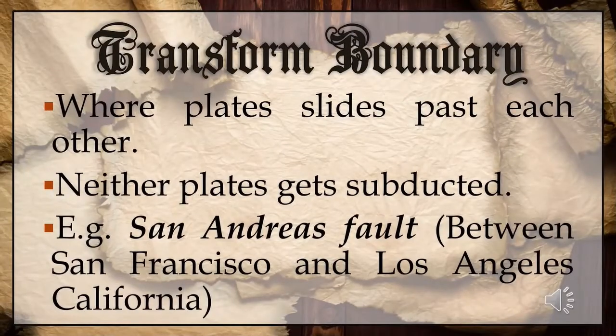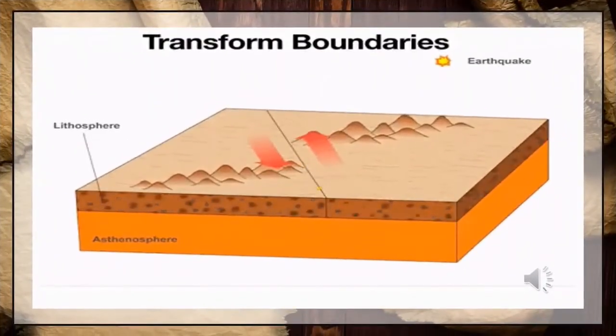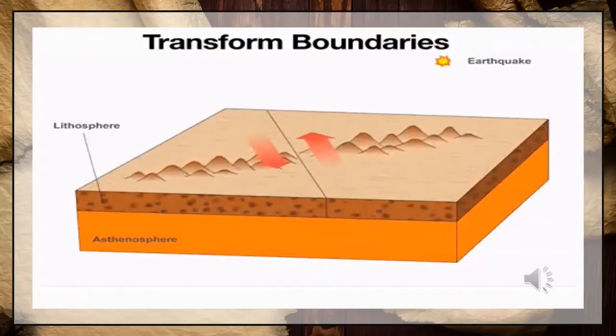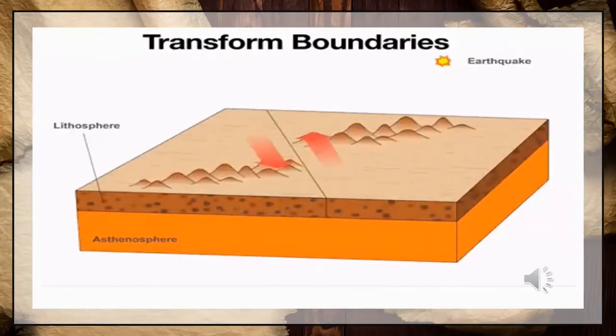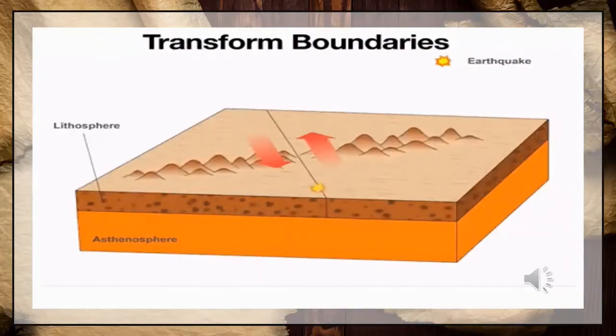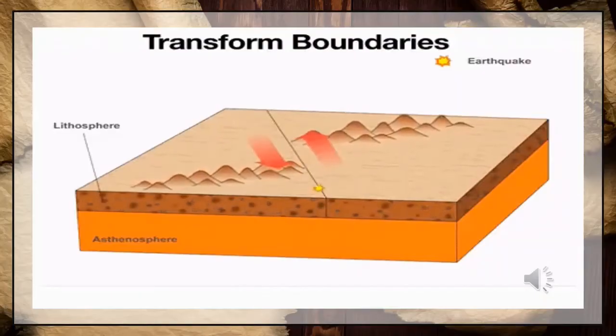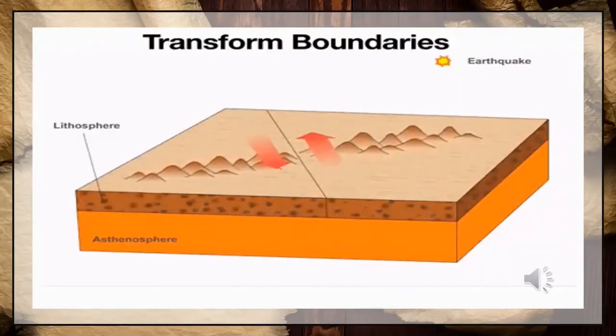The last type of plate boundary is what we call the transform boundary. It is where plates slide past each other, meaning neither plate gets subducted. Earthquakes are expected in transform boundaries because the type of stress present in rocks in this particular area is what we call shear stress. Friction between the two sliding plates or rocks may cause a destructive phenomenon, which is what we call an earthquake.